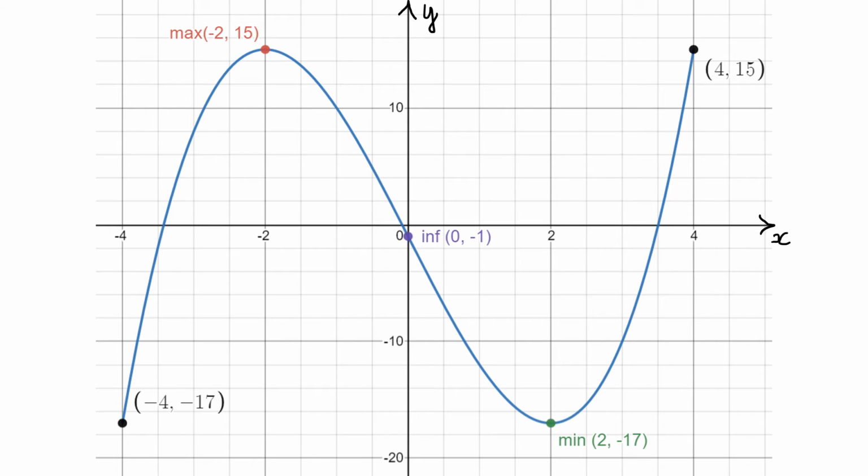Now when you're sketching, draw a large diagram, a third to a half a page. Make sure your scales are consistent. They don't have to be the same as each other, these ones aren't, but they have to be consistent within themselves. Label all your points, so here's a maximum, here's a minimum, here's an inflection, it's also the y-intercept, and here are the endpoints. And label your axes.